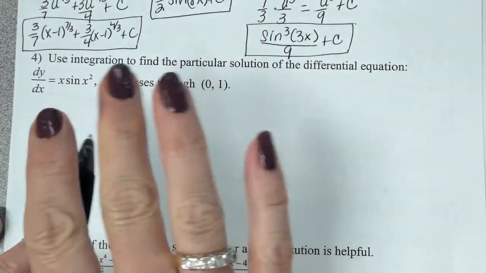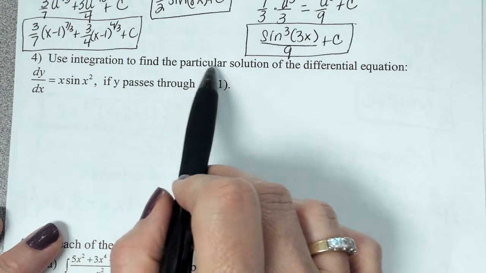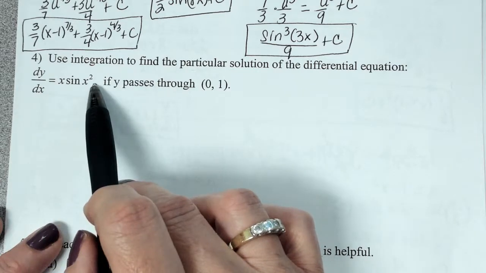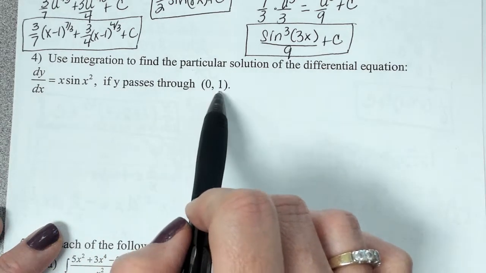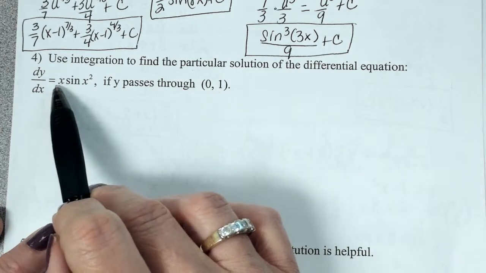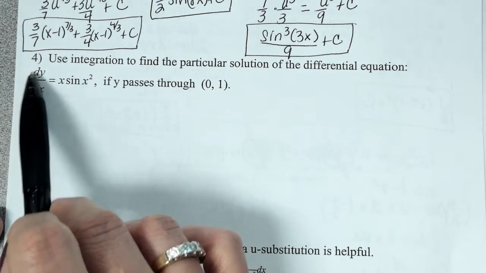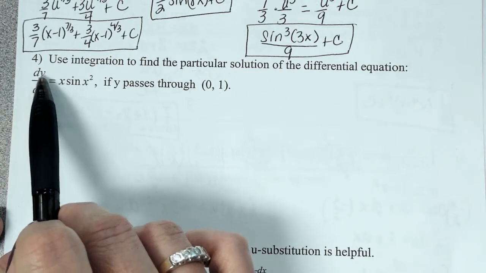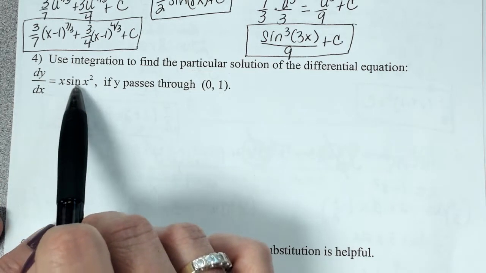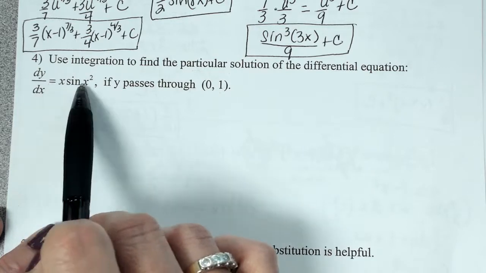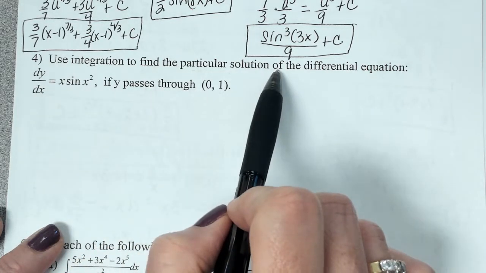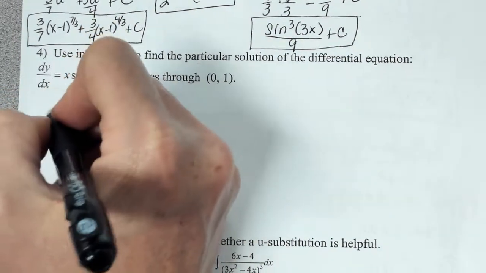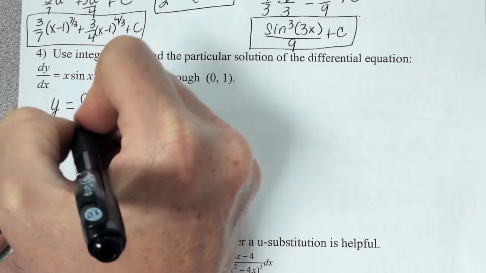Let's go down to number 4. Use integration to find the particular solution of the differential equation dy dx equals, if y passes through (0, 1). Brittany, do you remember what it means when it says dy dx? Right. The derivative of a function with respect to x is this. So if this is the derivative and we're trying to find the original function, what do we do to the derivative? Integrate it. So y will be equal to the integral of this.